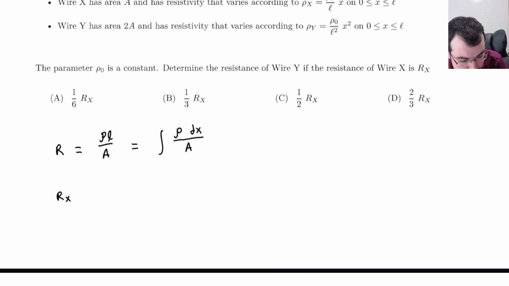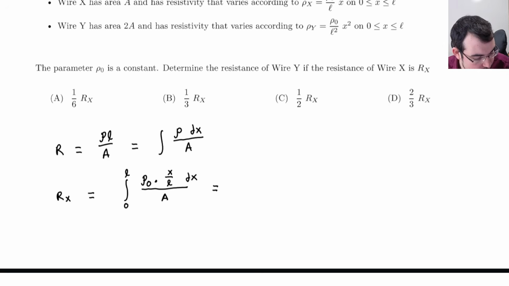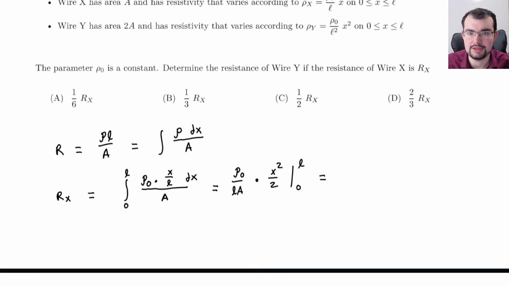So let's do X first. X has an area of just A. So we'd get the integral of rho 0 times x over L dx divided by A, going from 0 to L. So we would get rho 0 over LA times x squared over 2, evaluated from 0 to L. One of the L's will get canceled from the denominator, so that's going to be 1/2 rho 0 L over A. So we get an effective resistance of 1/2.